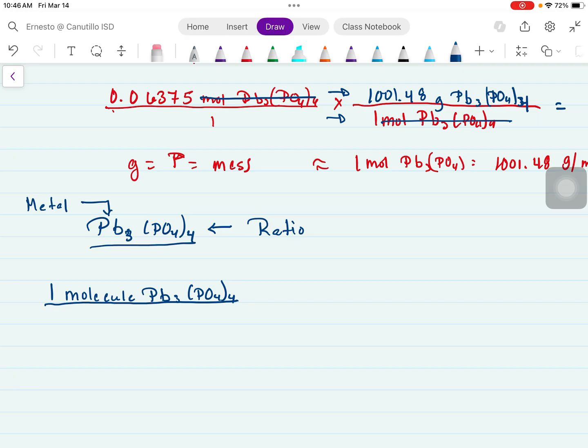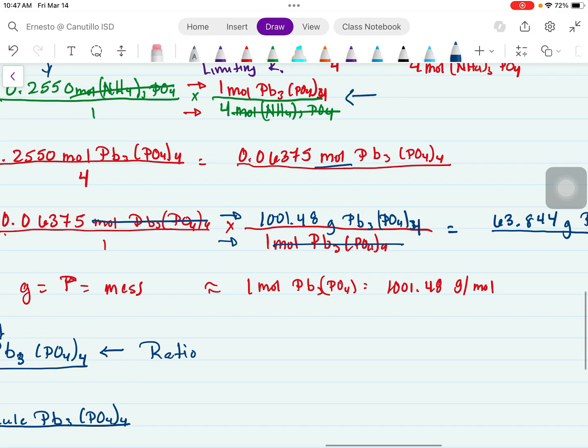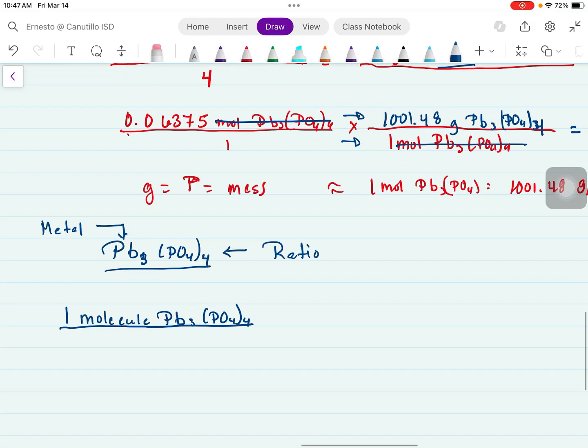All you have to do is take a look at the subscripts. If I wanted to figure out what the ratio is from lead to lead 4-phosphate, I just have to look at this little number right here. This little number tells me how many atoms I have. That tells me that I have 3 atoms of lead. Or let's say I want to figure out how many atoms of phosphorus there are.